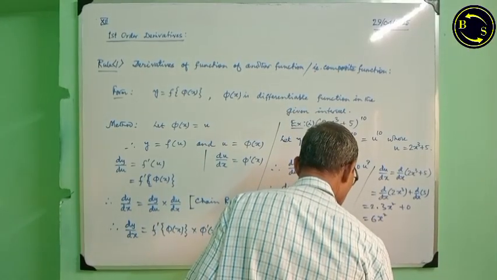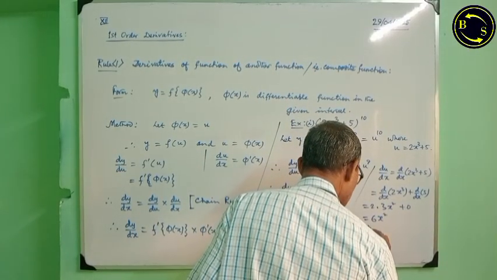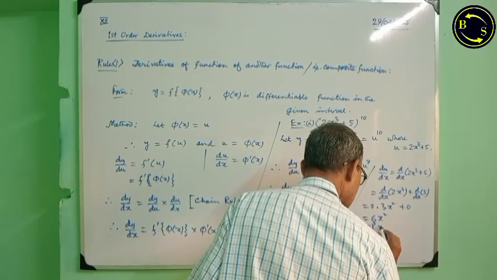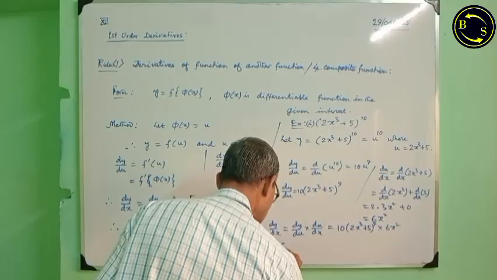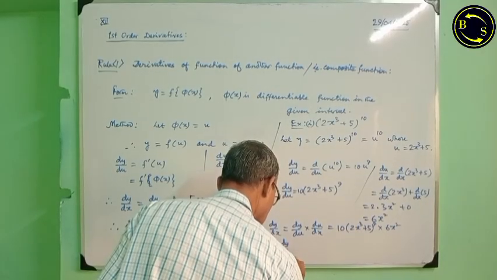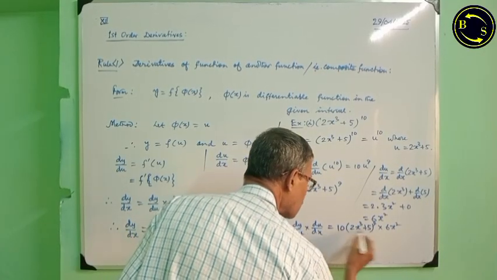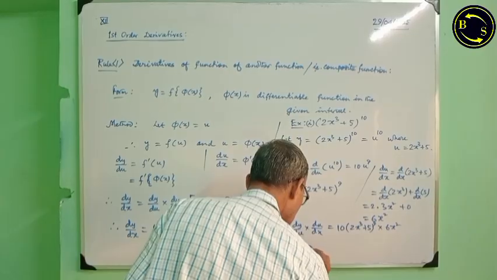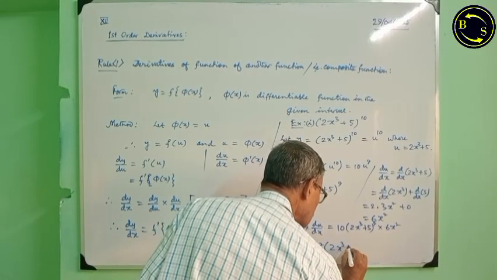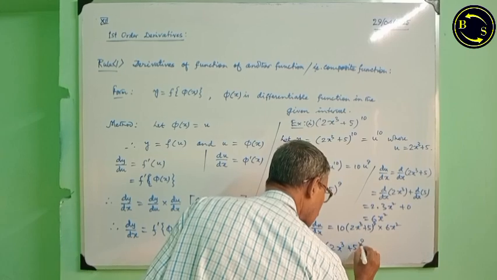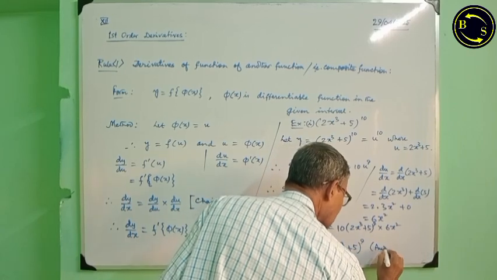10 into 2x cube plus 5 whole to the power 9 into 6x square. Therefore, finally, dy/dx is equal to 60x square into 2x cube plus 5 whole to the power 9. That is the answer.